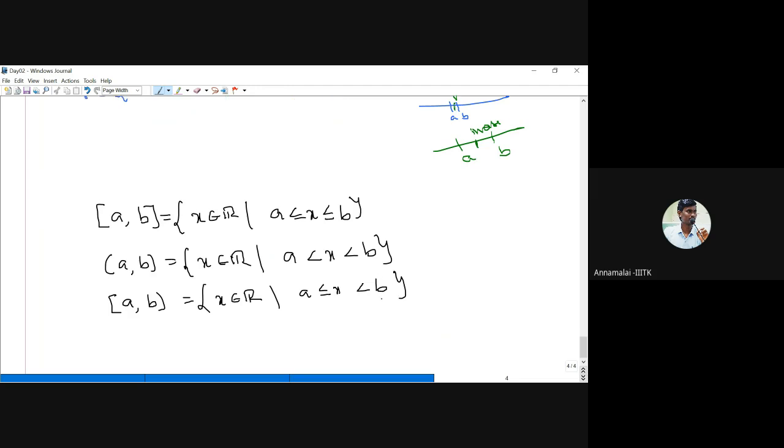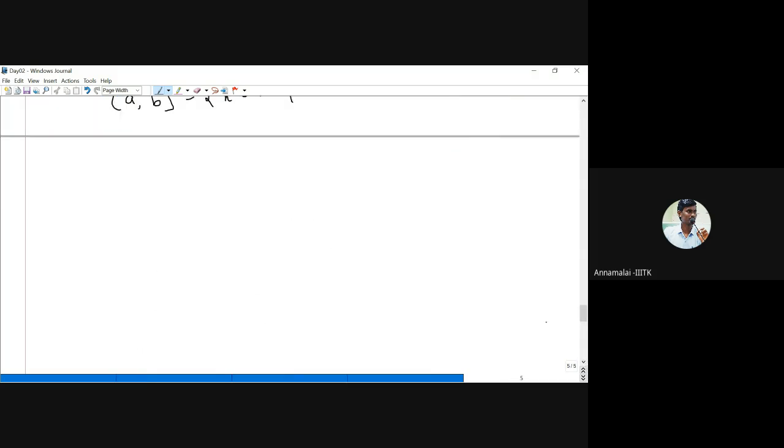So open closed interval, or sometimes called a mixed interval. Suppose this side is open and this side is closed, then we are collecting the real numbers between a and b, including b, excluding a. Okay, now if both the endpoints are finite values, this is the case.